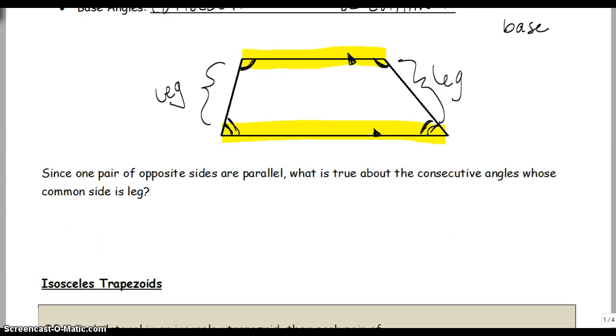Since one pair of opposite sides are parallel, what is true about the consecutive angles whose common side is a leg? We would talk about this angle here and this angle here. Those are consecutive angles that share a leg. What we know about that is those two angles are supplementary, so they add up to 180.